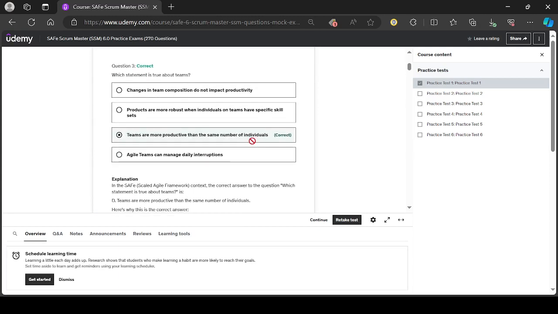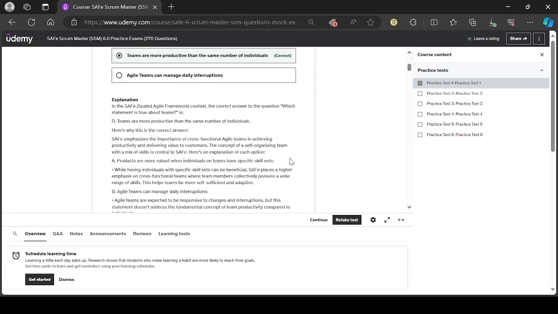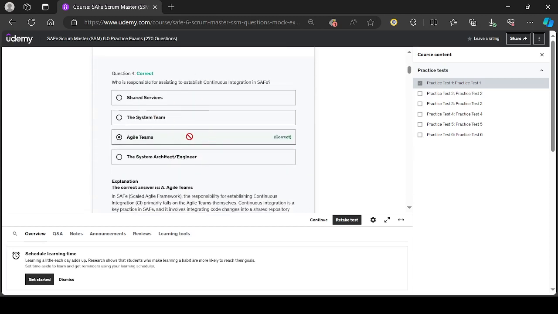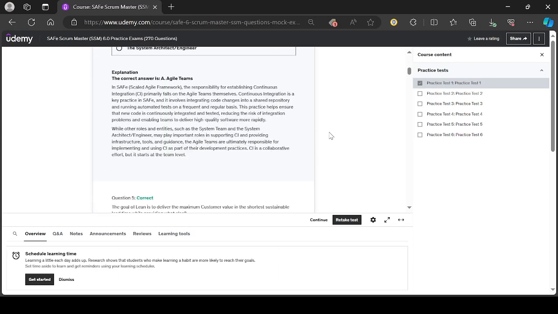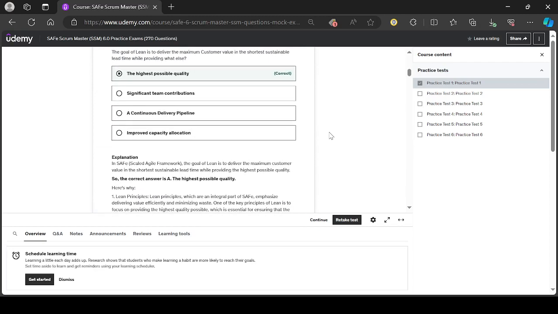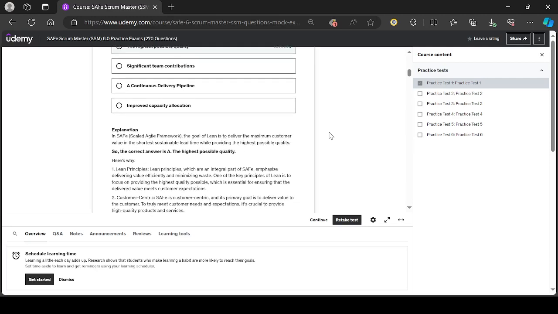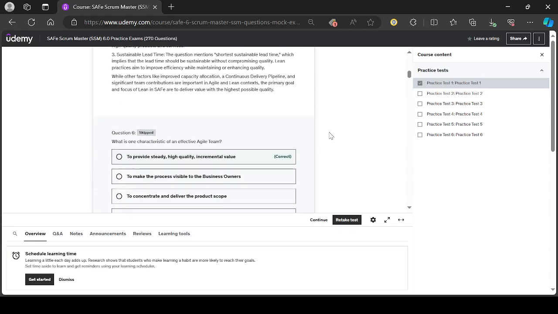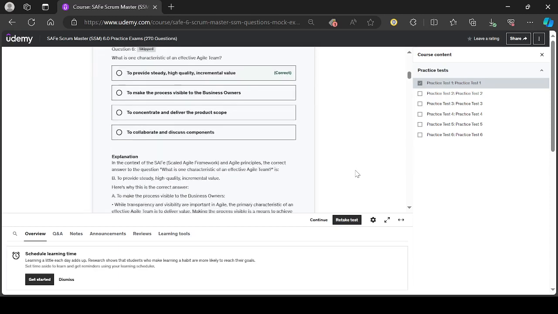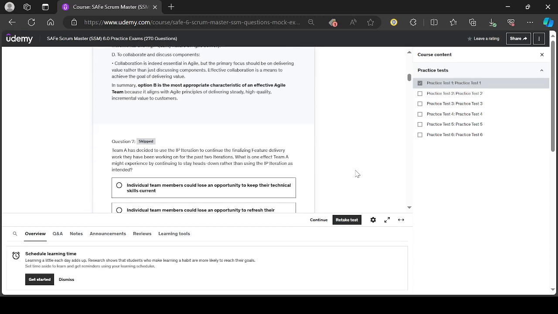The same thing with number three, which talks about teams being more productive than the same number of individuals. So you have that as well. Number four is also correct because agile teams are the ones responsible for assisting to establish continuous integration in SAFe. The fifth one is also right because quality is very important in SAFe. So the highest quality value that you can provide is what you should always aim at. So the other questions are exactly like that. As you can see, I skipped it. So you see not just the answers, but the explanations. And that is why this is good help.